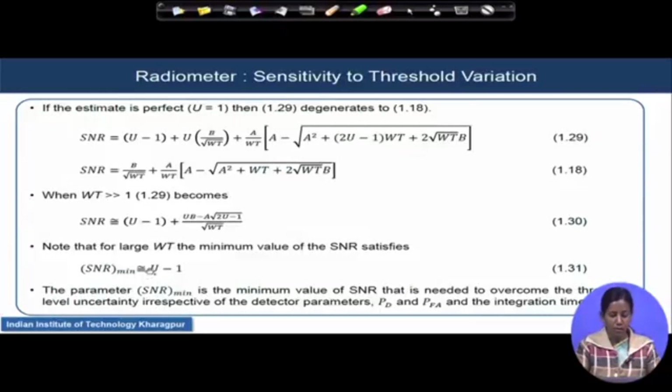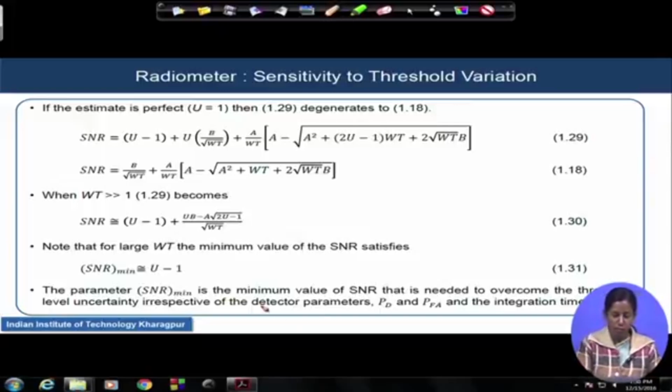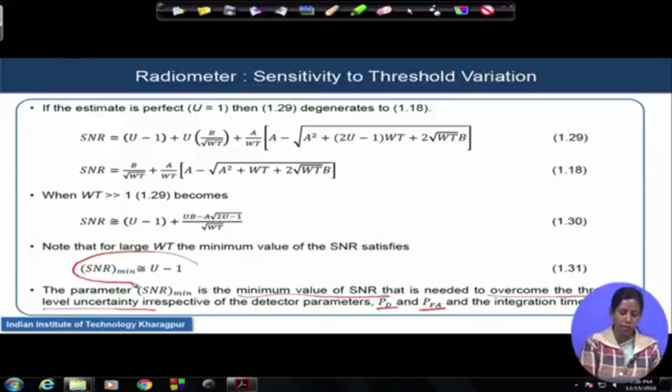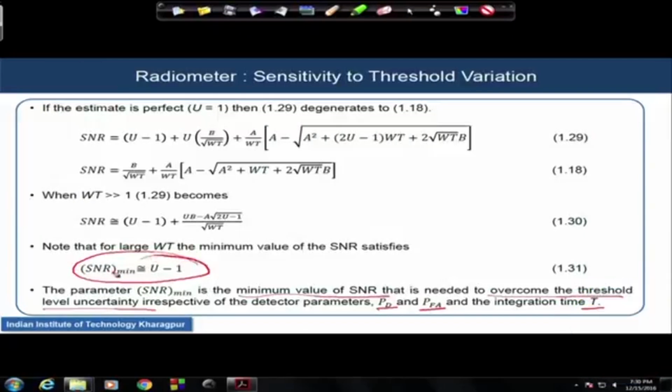So, what we are getting at last is the parameter SNR min. It is the minimum value of the SNR which is needed to overcome the threshold level uncertainty irrespective of the detector parameters. I mean, whatever be the value of PD and PFA and the integration time you are involving in the detection process, this is the minimum value of the SNR you should ensure, so that the effect of the uncertainty on the threshold selection can be avoided.